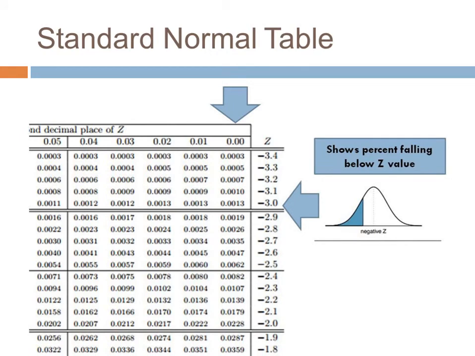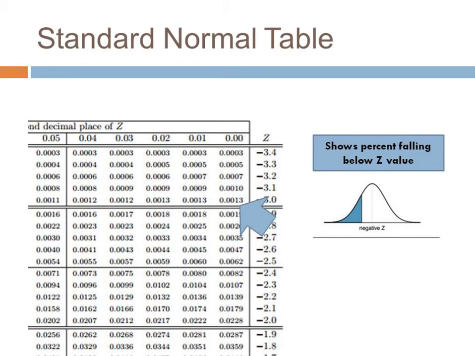Zooming in, we select for the second digit the column corresponding with 0.00 and the row corresponding with z of minus 3.0. We read that the probability of observing a z of less than minus 3.00 is 0.0013. Therefore, observing a rating of 1 is quite rare.